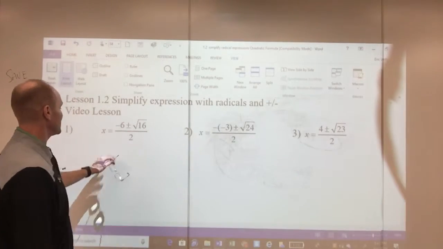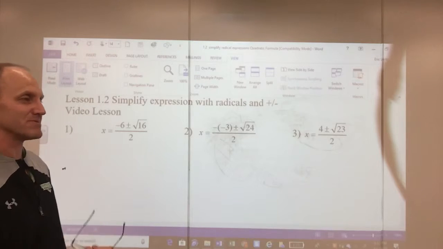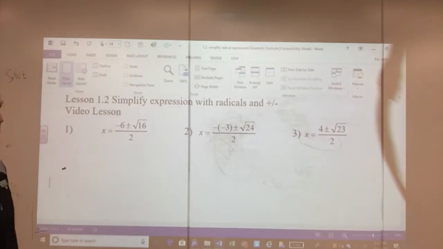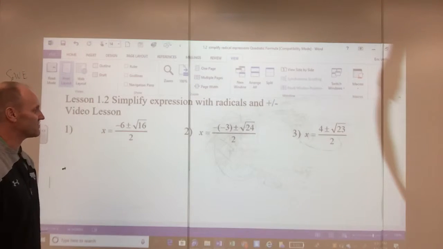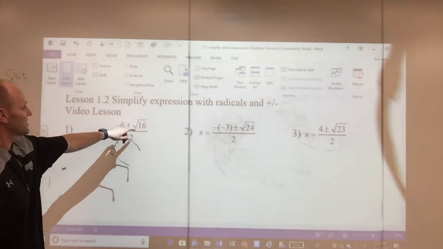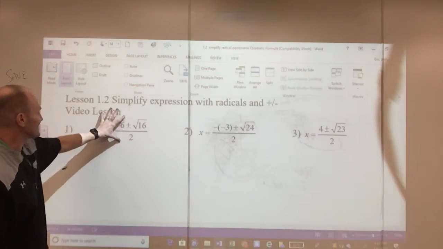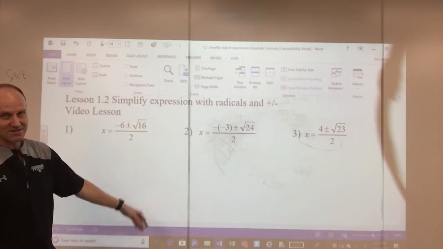All right, eventually you're going to be solving quadratic equations, and I want to make sure to show you some of the steps that you're going to need along the way before we throw you into using the quadratic formula. And we're going to start at 1.b. Last lesson we learned how to simplify radicals. Now we're going to take it a step further. We're going to look at simplifying these expressions with radicals.